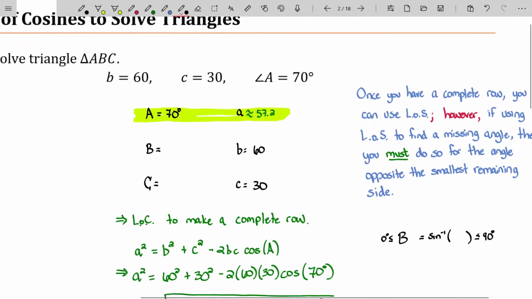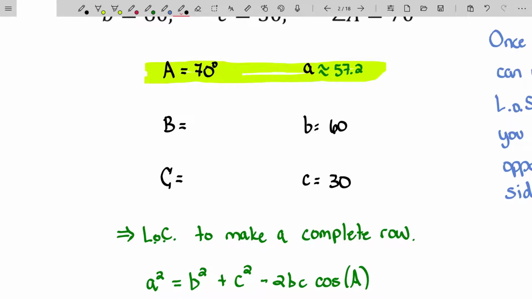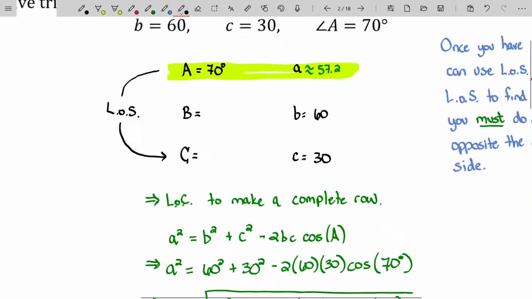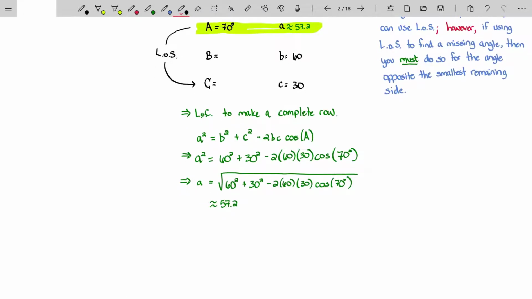There you go. That's the real reason why you use sine inverse, or the law of sines, on the smallest remaining angle against the smallest remaining side. So I'll use this row and combine that with the law of sines to find this smallest remaining angle. That's a good logical reason to use that, right? So we know by the law of sines that the sine of angle C is to side C as the sine of angle A, which is 70 degrees, is to side A.